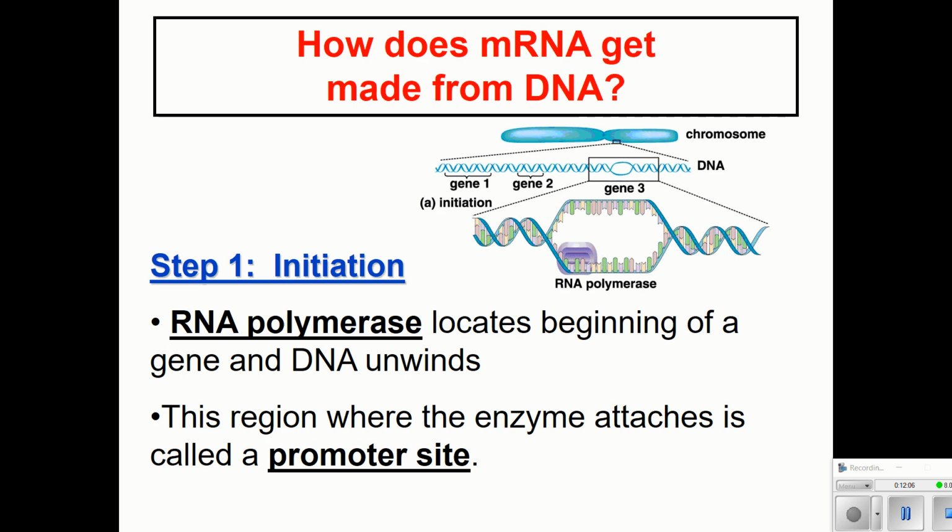So when we go back to this first part, we think about, okay, RNA polymerase is going to locate the beginning of a gene and unwind it. How does it know?